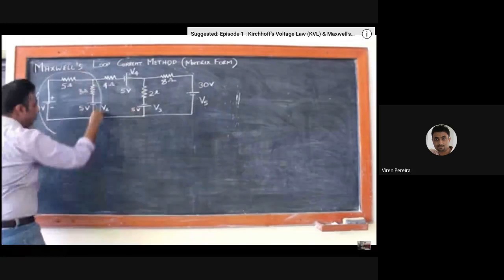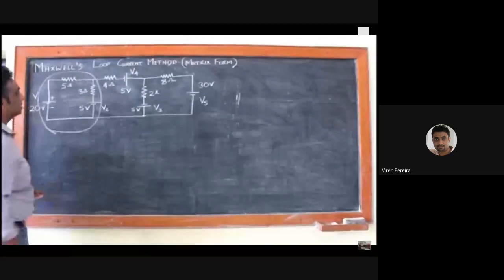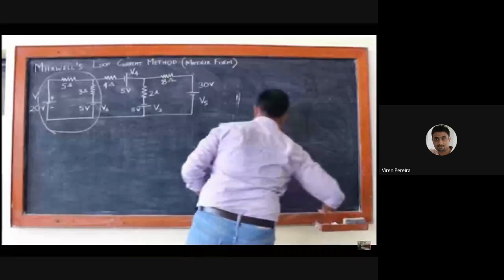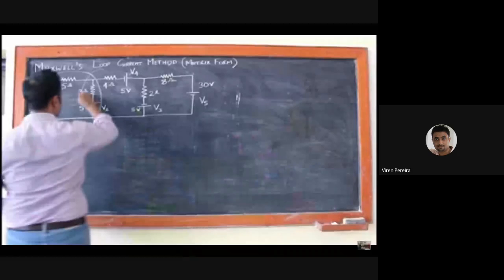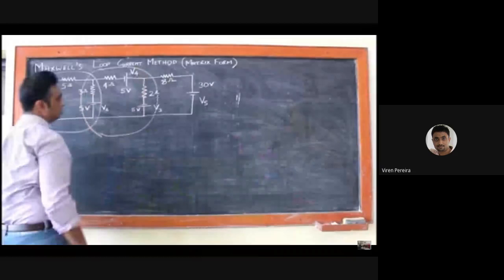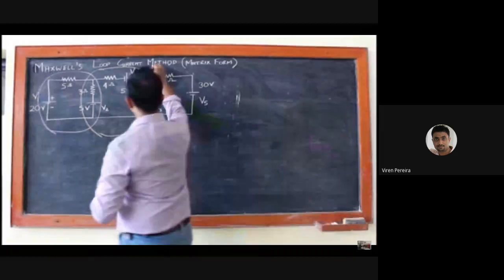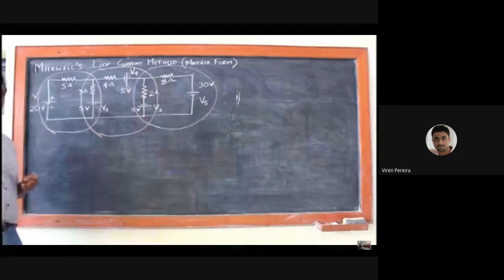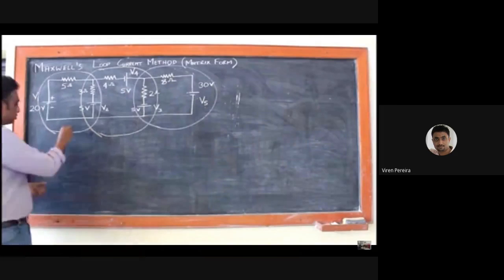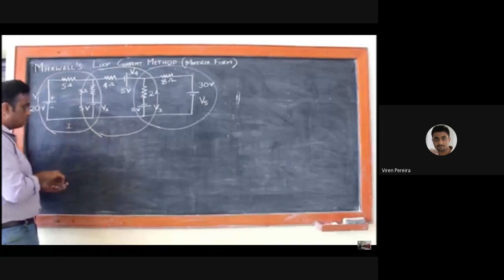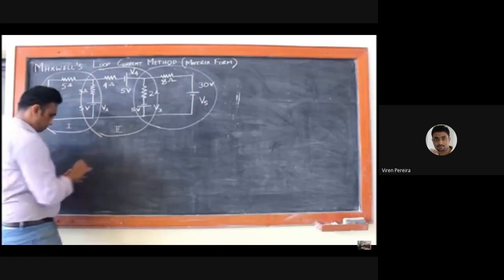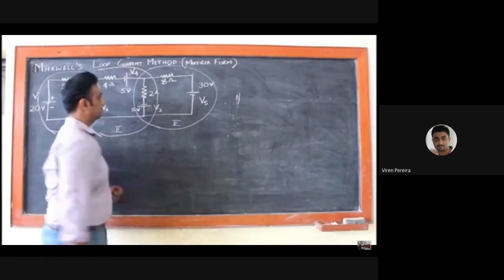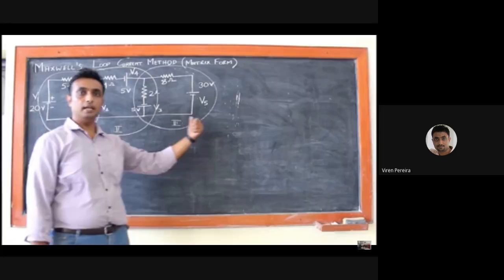circle your loop. So, this is my loop 1. This is my loop 2. And this is my loop 3. So altogether, I have 3 loops. So I'll call this loop 1, this loop 2, and this loop 3. So loop 1, loop 2, and loop 3.